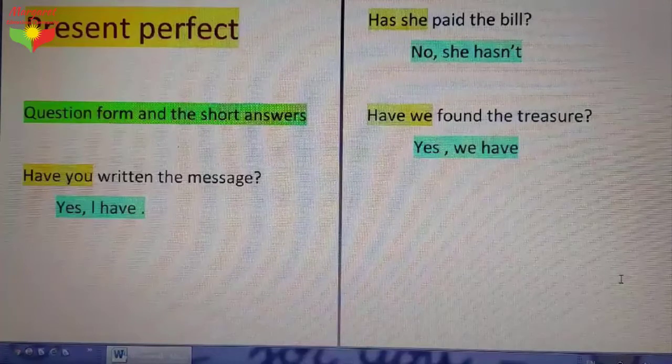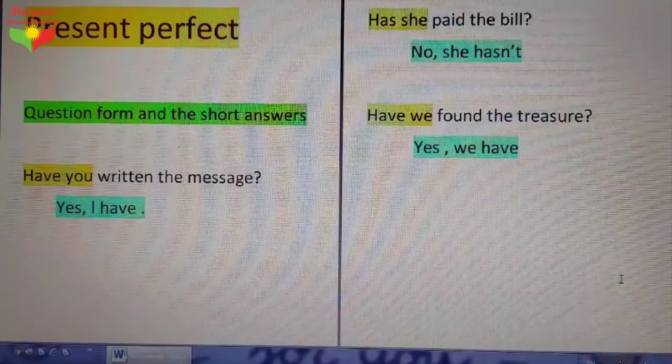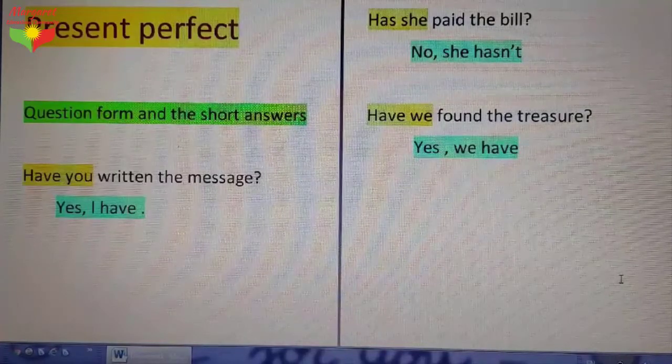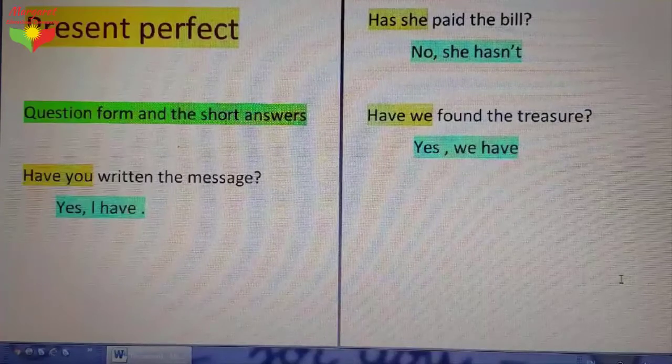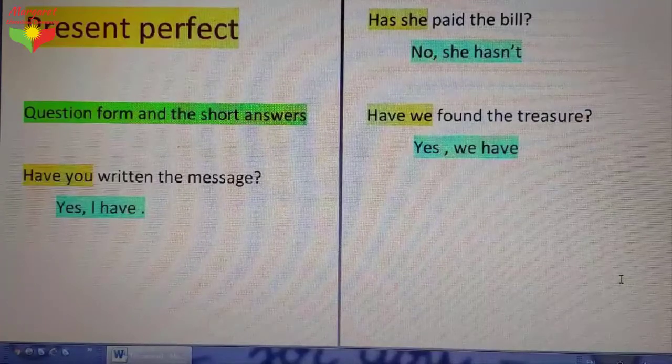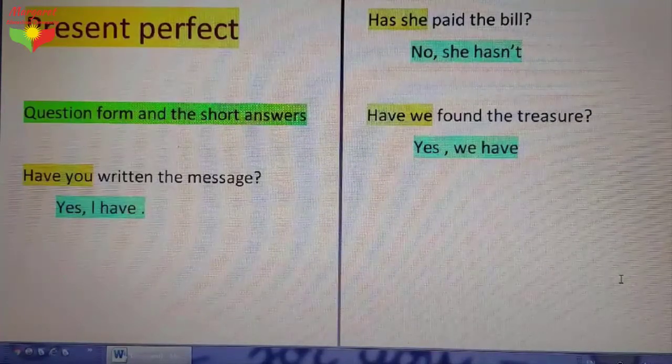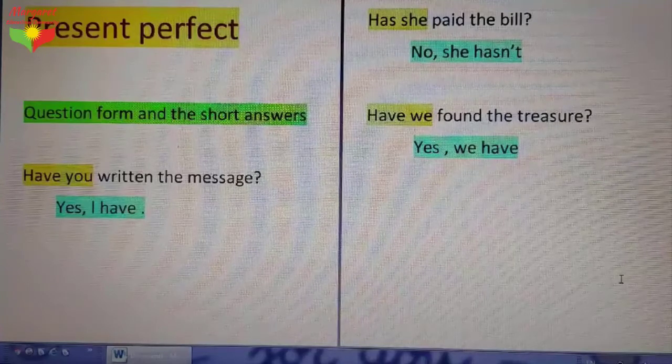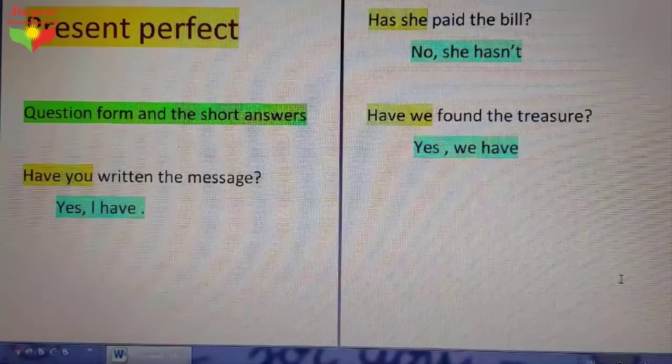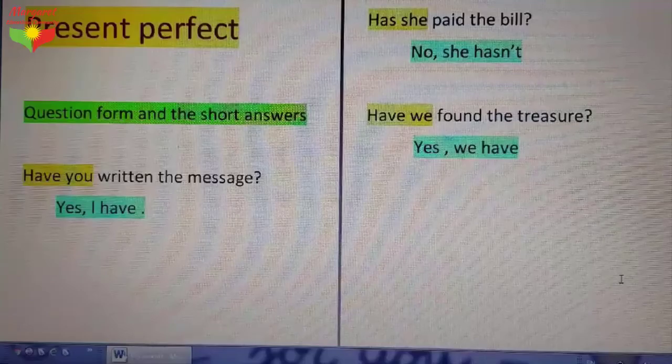Okay. So let me read the examples one more time for you. Have you written the message? Yes, I have. Has she paid the bill? No, she hasn't. Have we found the treasure? Yes, we have. That's all about present perfect question form and the short answers.